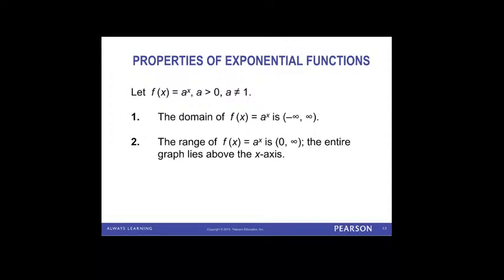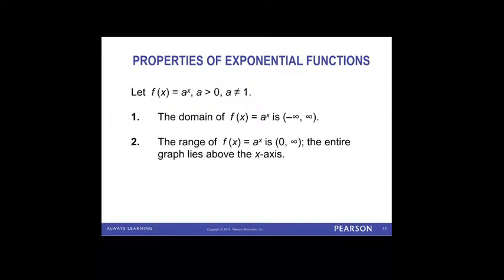The range is the very bottom to the very top. Remember how we said the graph has a horizontal asymptote? It gets really close to the x-axis, which is y equals 0. So the very bottom of the graph is y equals 0, and the very top is positive infinity. But we don't actually reach 0, so that's why we use the parentheses. So the range of the exponential function is from 0 to infinity, the open interval, right? We don't actually reach the 0. So the entire graph lies above the x-axis, right? Okay, let's keep going.